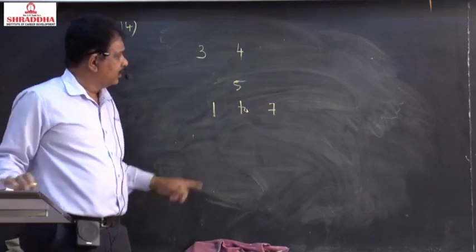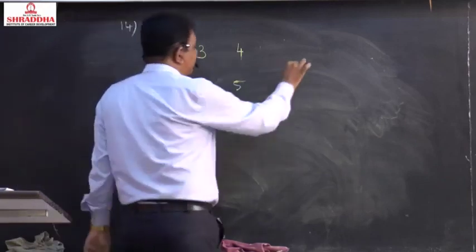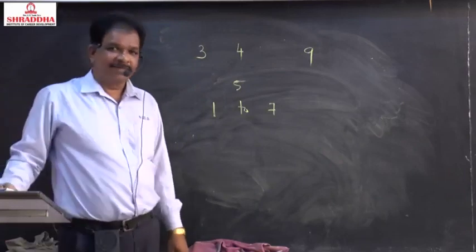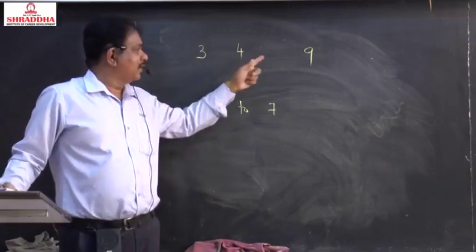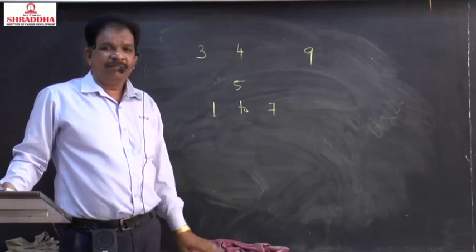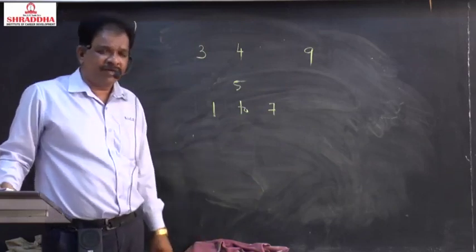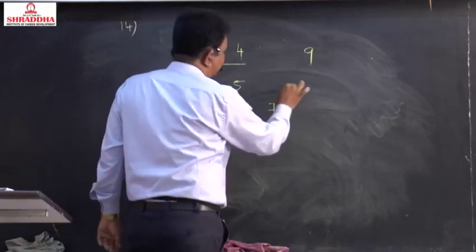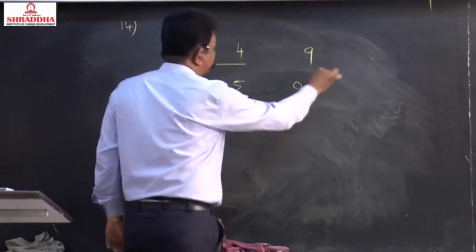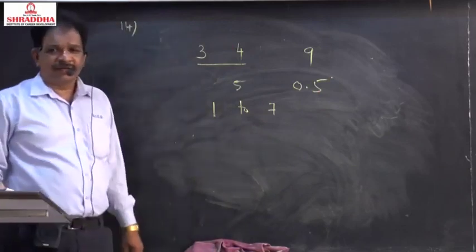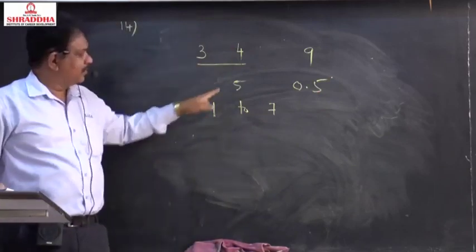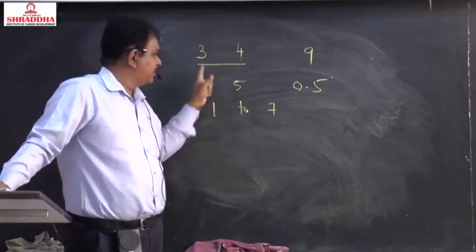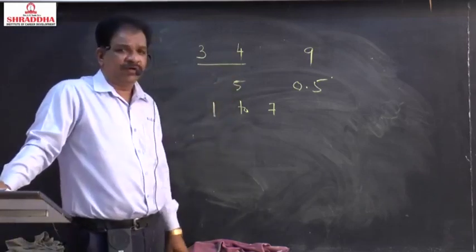Yes, correct. The resultant of these two will be 9? That is wrong, because the resultant of 3 and 4 can never be 9. Maximum value, how much will we get? 7 only. The resultant of 3 and 4 will be 0.5? Is that correct? No. Minimum, how much will we get? Remember the difference of the two: 4 minus 3 is equal to 1.